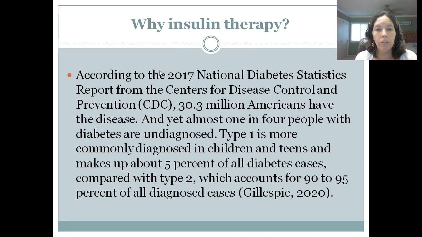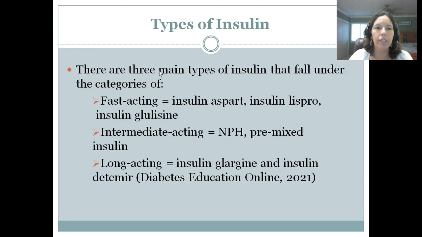So according to the 2017 National Diabetes Statistics Report from the Centers for Disease Control and Prevention, 30.3 million Americans have this disease, and yet almost 1 in 4 people with diabetes are undiagnosed. Type 1 is more commonly diagnosed in children and teens and can make up about 5 to 10% of all diabetes cases, compared with type 2, which accounts for 90 to 95% of all diagnosed cases.